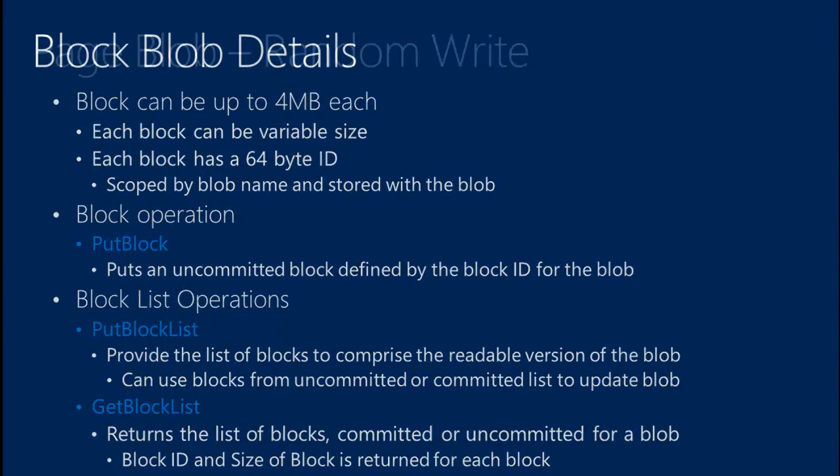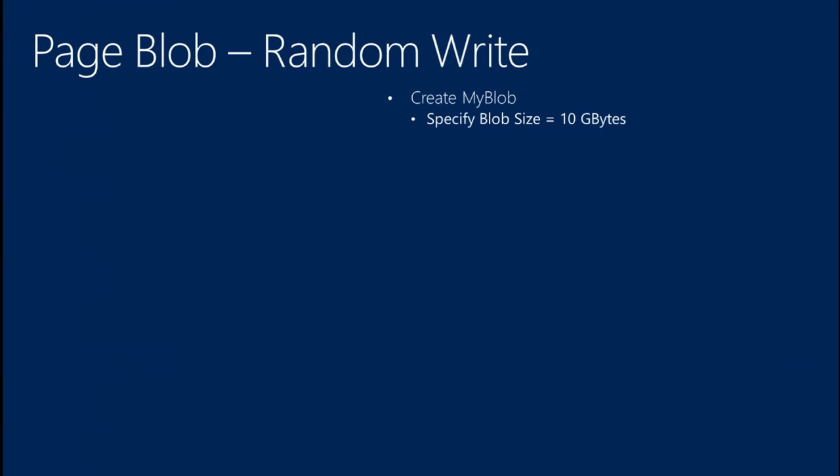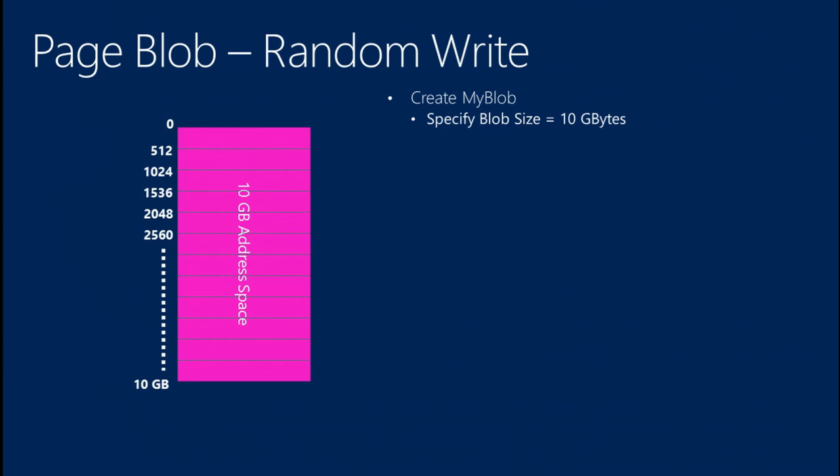All right, page blob, random write. So the first thing we do is we'd create a blob. So in this case, we're going to say it's 10 gigabytes. All right, so now this is allocated in storage. This has a fixed page size of 512 bytes. Now we're going to do a bunch of random I/O.